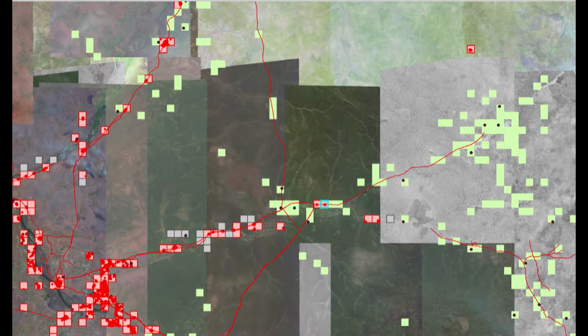The red squares show areas that have already been completed, and you can see the little red dots that indicate somebody has digitized a structure in that spot. The green areas are the ones that you wanted to focus in, because those are the ones that still needed to be digitized.